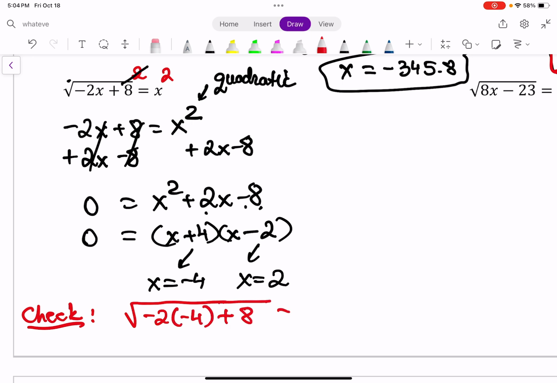Okay, so immediately I can tell you negative 4 is not going to work. Why not? Because this negative 4 puts a negative number across from a positive square root. And you can keep going. That's a positive 8 plus 8. Is the square root of 16 equal to negative 4? No, the square root of 16 is equal to positive 4. So that's not going to work.